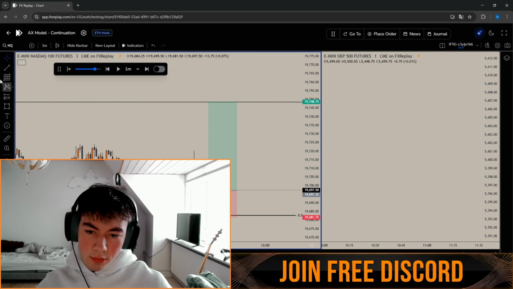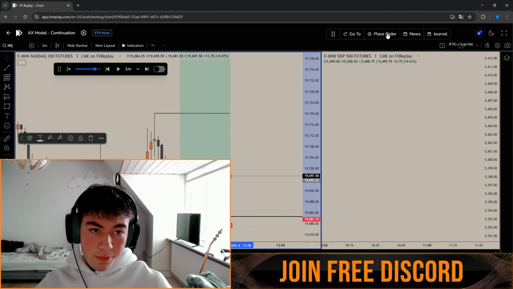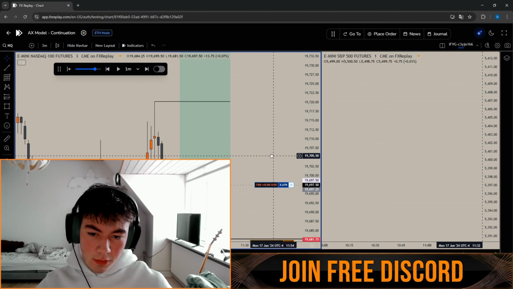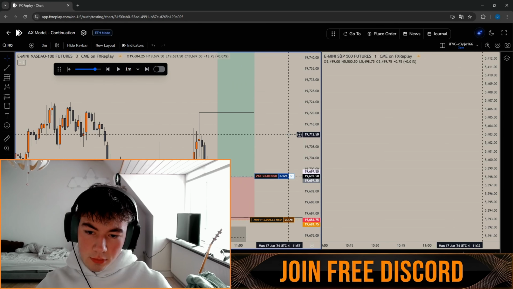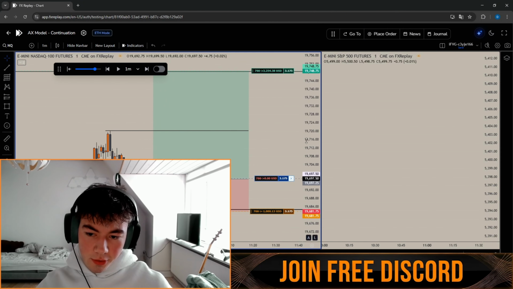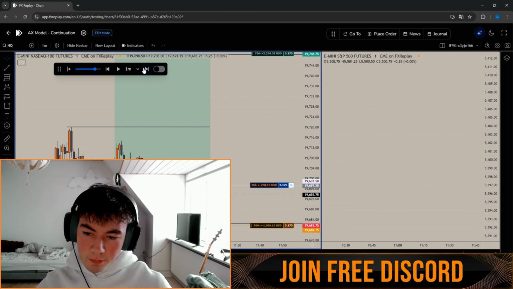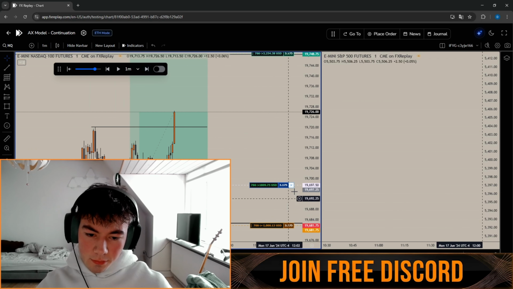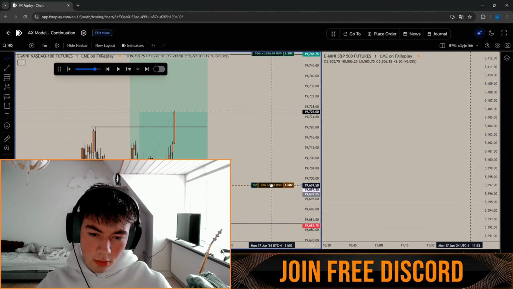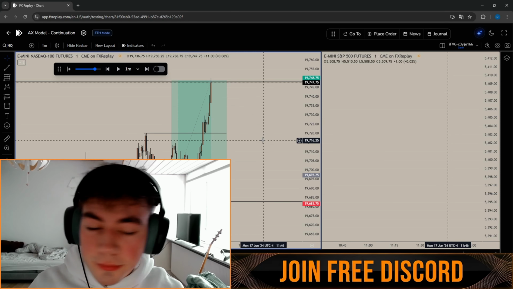This out round. We will take partials up here though, and leave a runner for the London high. Okay, that's partial plus break even. Bang!